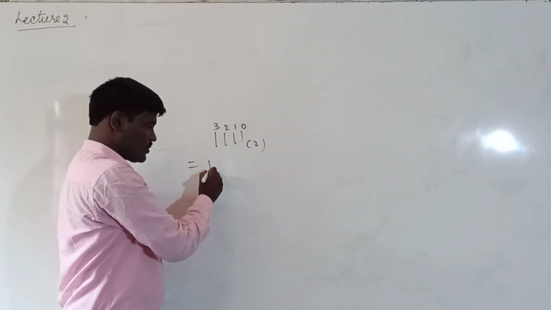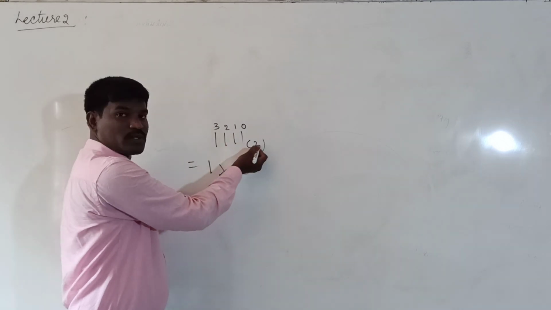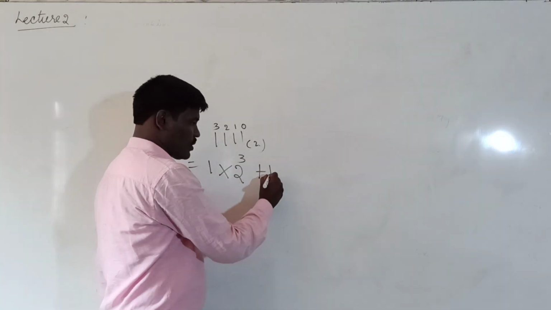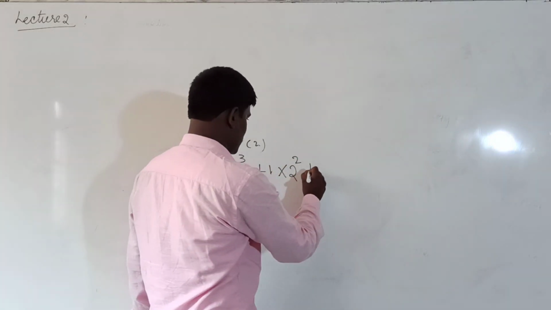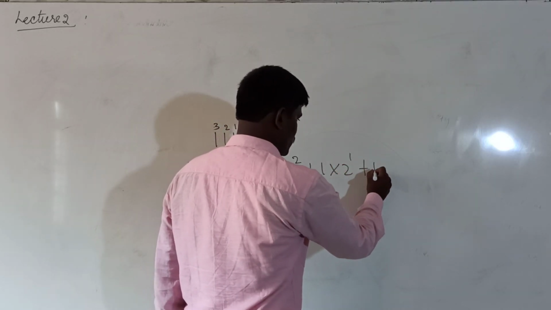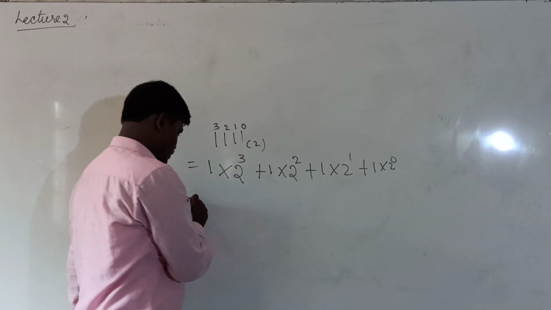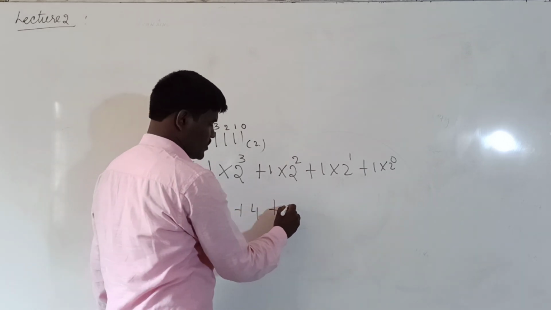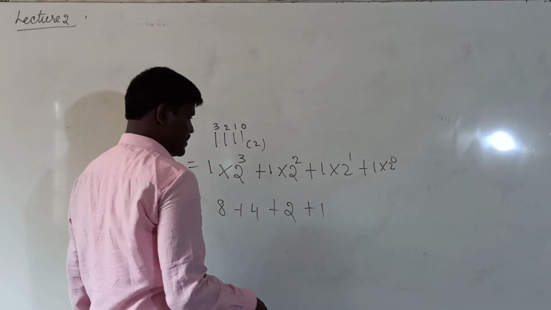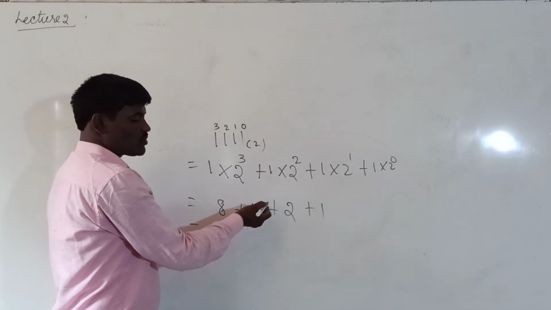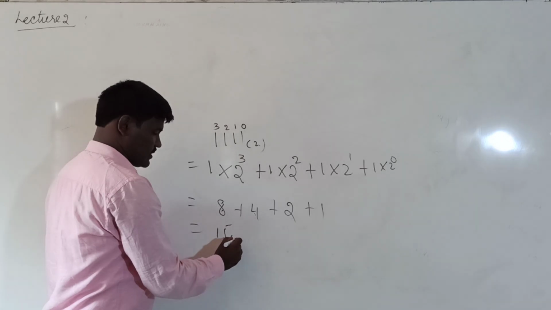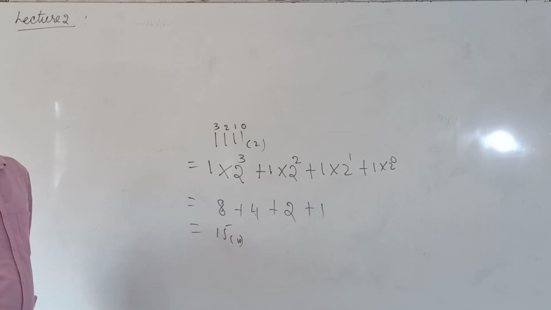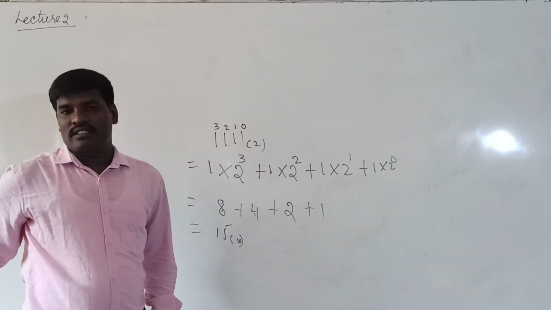See here, 1 into power 3, base 2: 2 raised to 3, plus 1 into 2 raised to 2, plus 1 into 2 raised to 1, plus 1 into 2 raised to 0. 2 raised to 3 is 8, plus 2 raised to 2 is 4, plus 2 raised to 1 is 2, plus 2 raised to 0 is 1 into 1. That is 8 plus 4, 12, 12 plus 2, 14, 14 plus 1 is 15. This is the method for converting the binary number to the decimal number system.